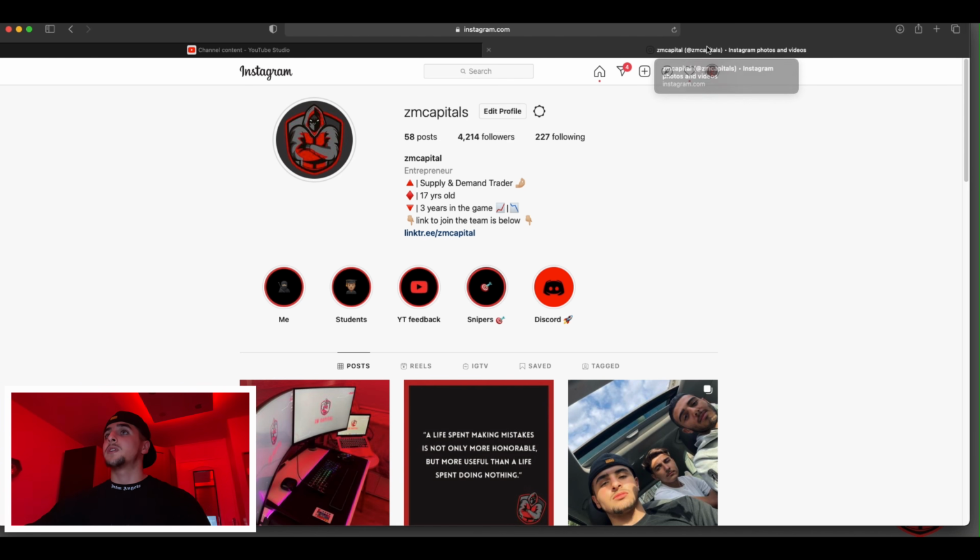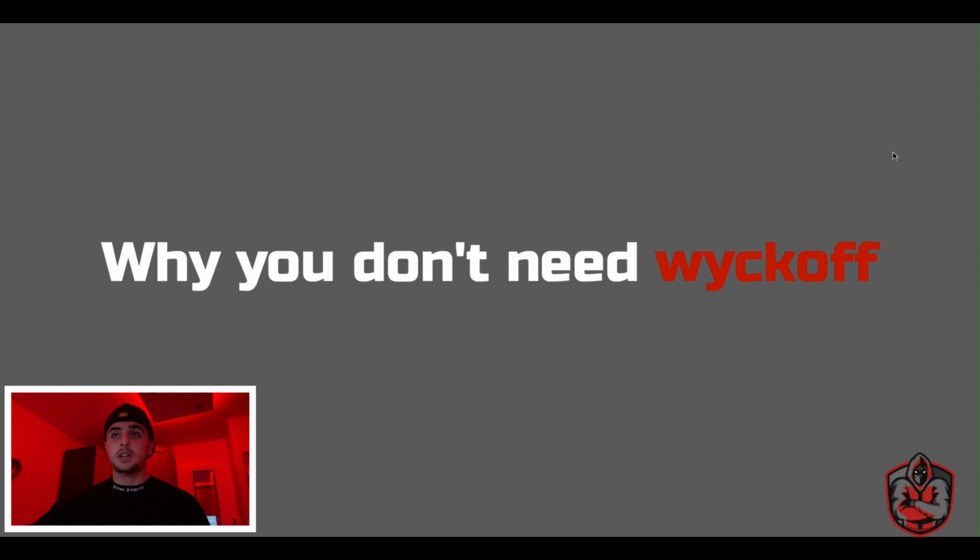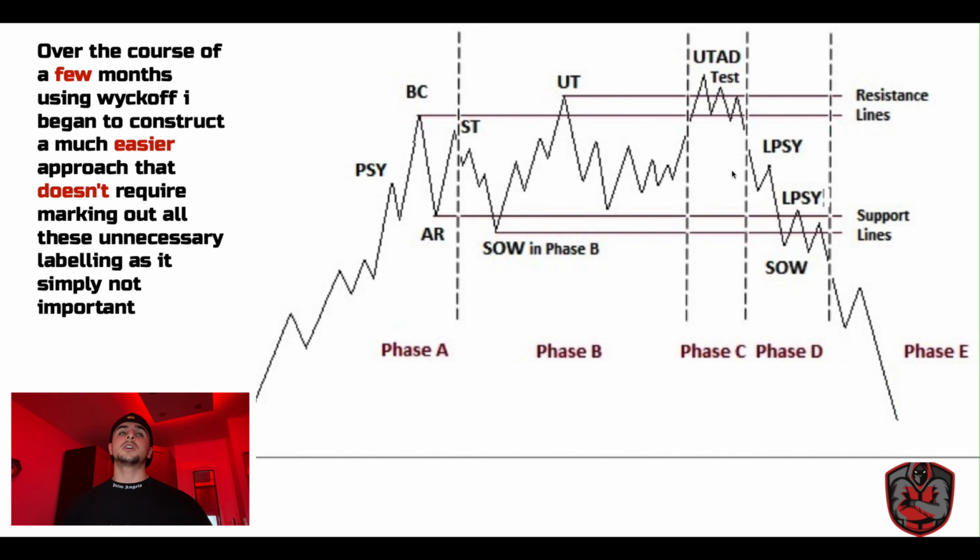So first things first, let's go through this little slide that I've created. Why you don't need Wyckoff, or shall I say, why you don't need to label everything on the schematic, and why it isn't really necessary. Over the course of a few months using Wyckoff, I began to construct a much easier approach that doesn't require marking out all the unnecessary labeling, as it's simply not important.